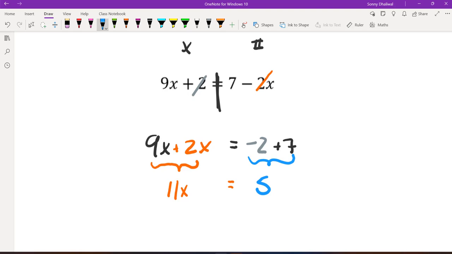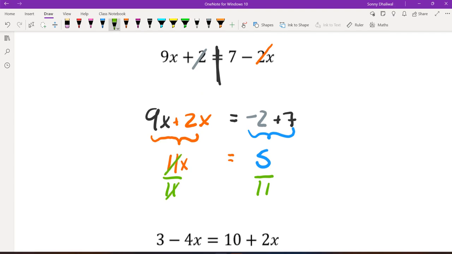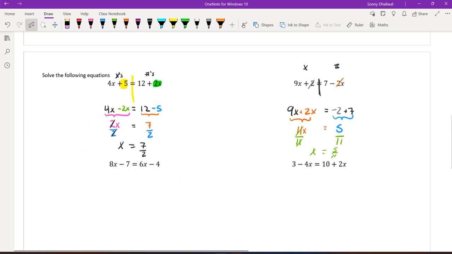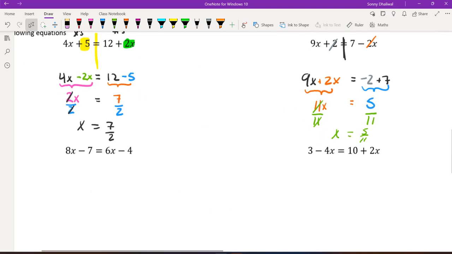Then what's next? Divide by 11 to get rid of the 11. Good. I like how natural this is becoming for a lot of you guys. So the 11s cancel out, and we leave our answer as just 5 over 11. Okay. That's good. That's great, actually.